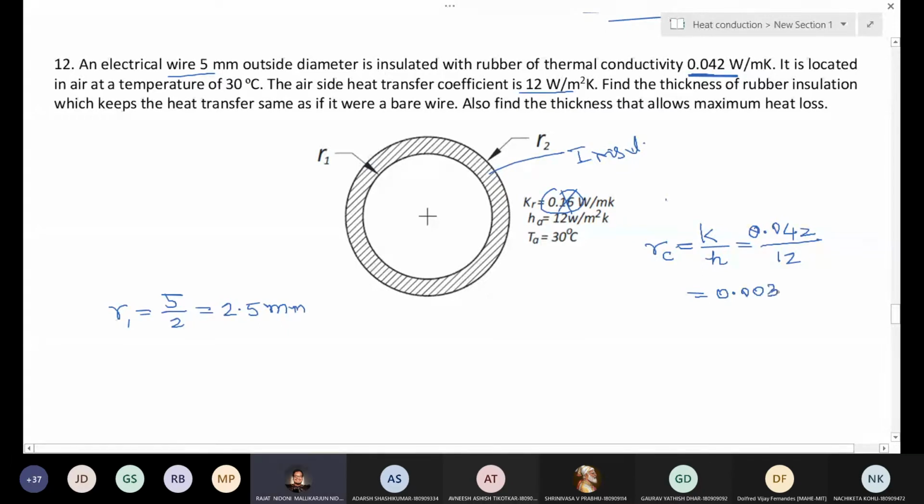3.5 millimeter. Okay, 3 point. This is reasonable. But if you take a K value of 0.16, you will get a very large value. That thickness of insulation itself is maybe 10 millimeter or more. So it's not reasonable. So that's why I changed the value.